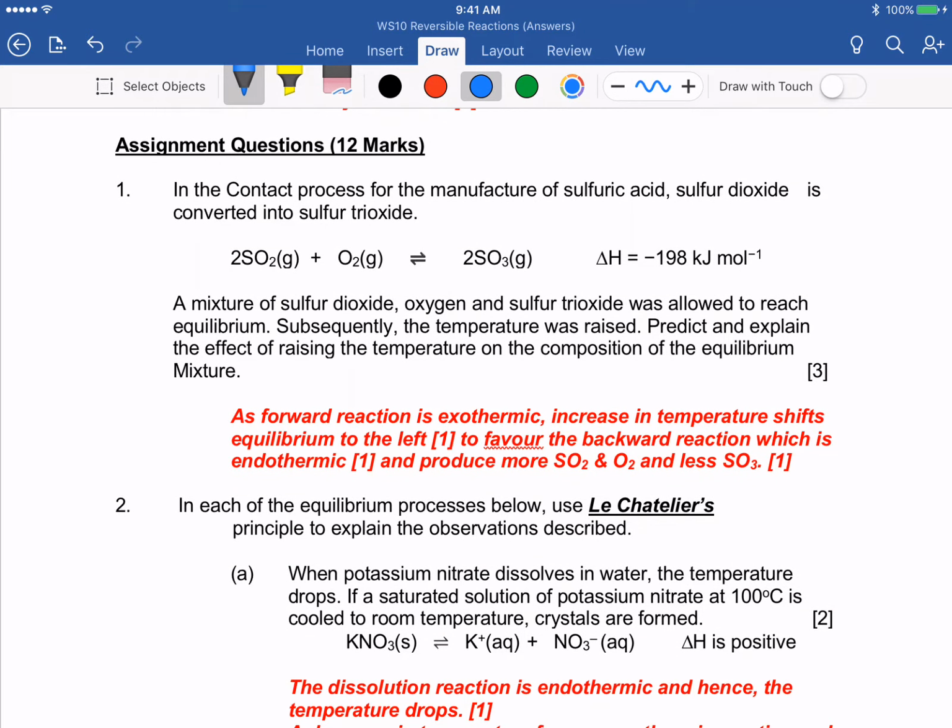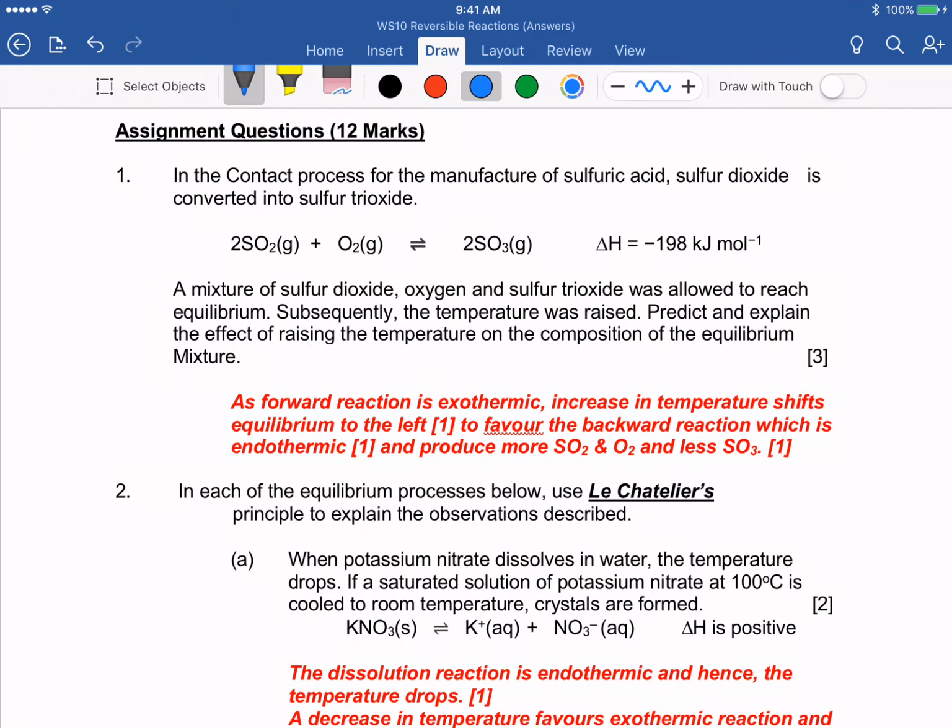Question 1. In the contact process for the manufacture of sulfuric acid, sulfur dioxide is converted into sulfur trioxide. Now this came out from my uni exam, but I didn't study it because I thought it was memory work, and uni won't test that, but it came out. So I just lost like 4 marks because I thought the uni lecturer wouldn't be so lame as to test memory work. But he did, so it tells you that it's important to study your stuff. Okay, so let's just read.